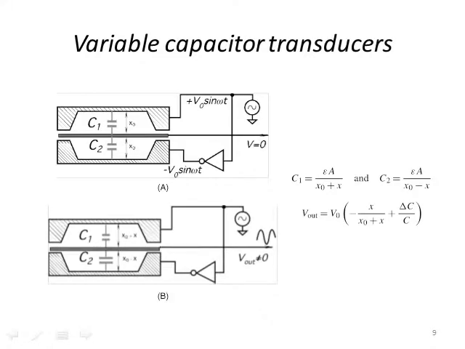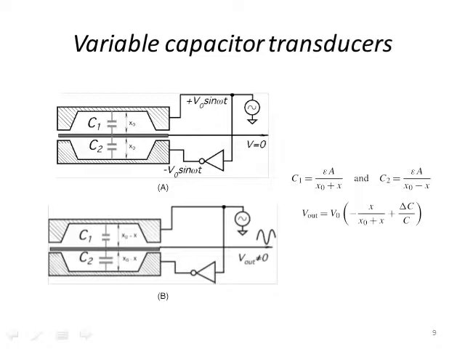Another variable capacitor transducer, in this case, we have parallel plates, and we have two circuits located in B, which represent the same circuit, but the central plate is the part that's going to move. Now we have parallel plates, and in the zero motion position, our output voltage then is going to be 0, and the capacitors C1 and C2 are equal.